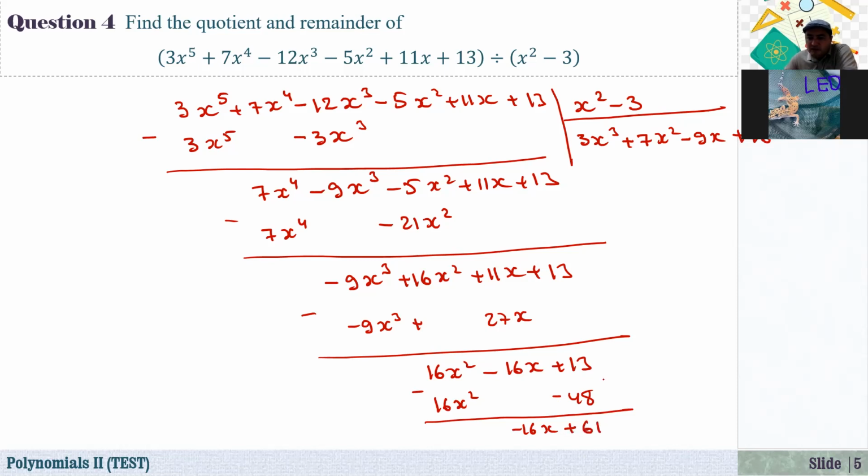So now we cannot continue this division. So that's why this is the remainder. I can just write here. Actually, this is the quotient. Let me just write here. This one is the quotient. And the remainder is equal to minus 16x plus 61.